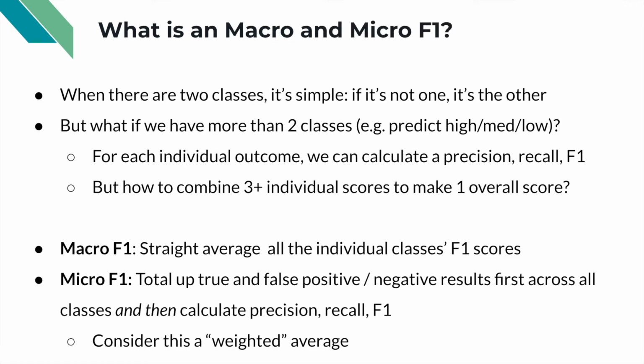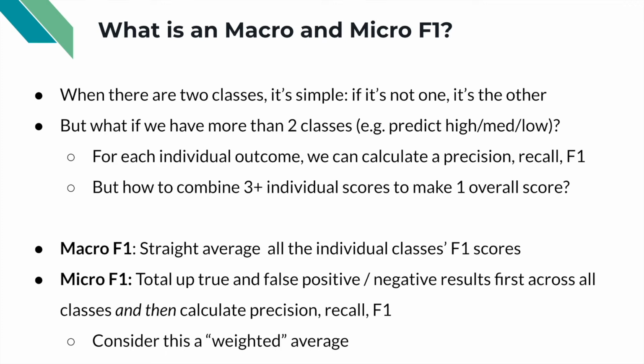When there are more than 2 cases, we might have to use macro or micro F1. When there are 2 classes, it's relatively simple. If it's not one, it's going to be the other. When we have a multi-class prediction and want to represent it as a single score, what we might use is macro or micro F1. For each individual outcome, high, medium, low, we might have a precision score for high, a recall score for high, and an F1 score for predicting high. We have a precision, recall, and F1 for medium, and then again for low.